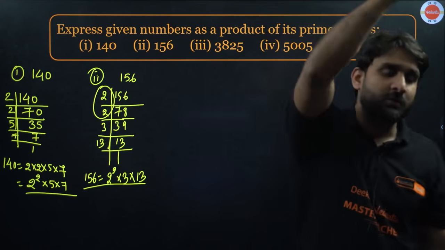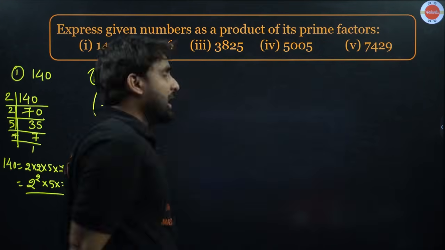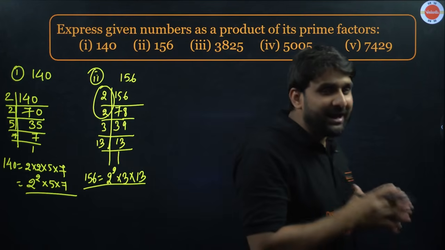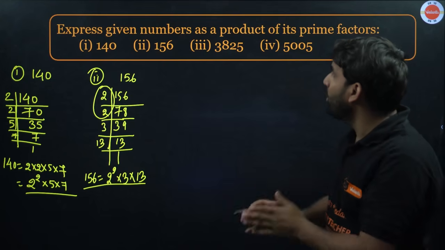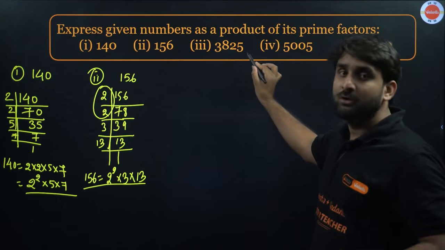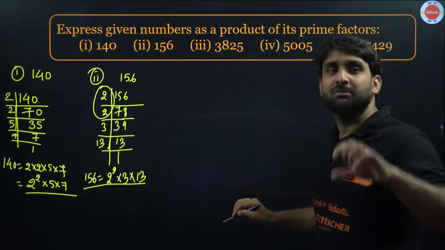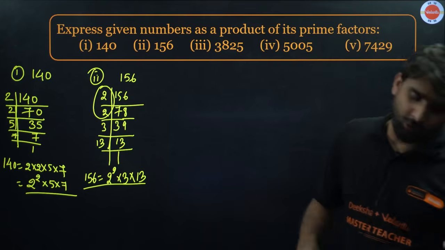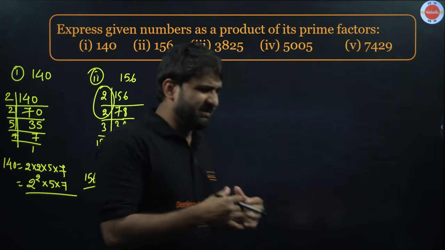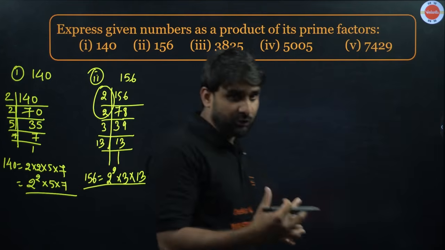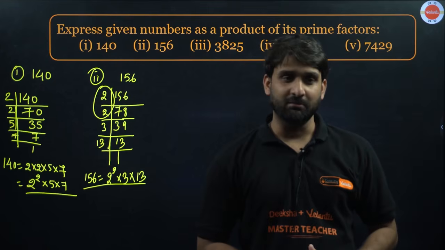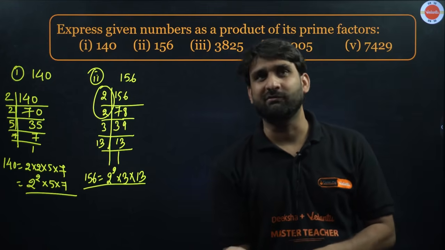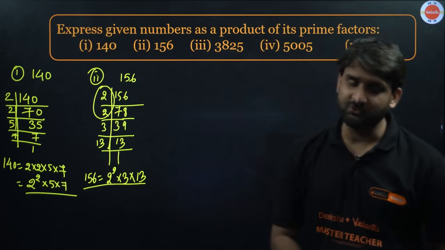Now let's talk about 3825. How can we write 3825 in its prime factorization form? You all know whenever the units digit of a number is 5, such a number is always divisible by 5. You all know this theorem. There is a big chance it divides by 3 also, but it is confirmed that 5 will divide that number. 3 can also divide it, because 3 and 5 are 15, and since the units digit is 5, 3 can also divide it.